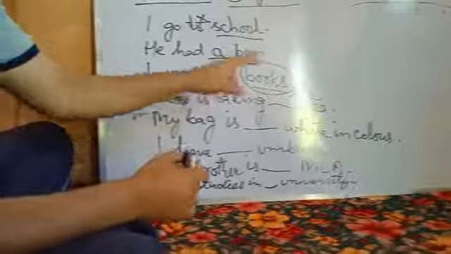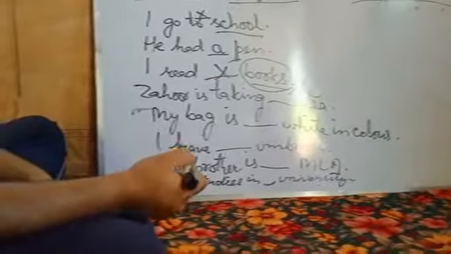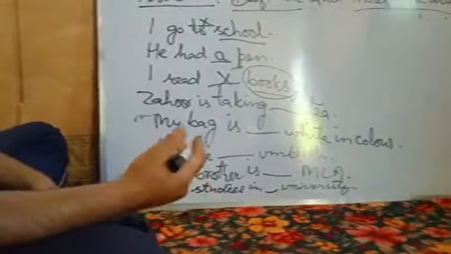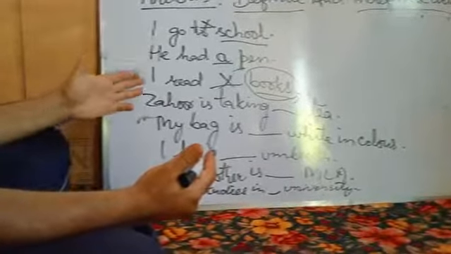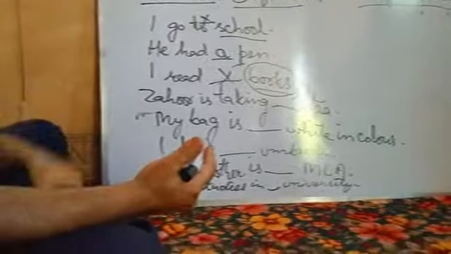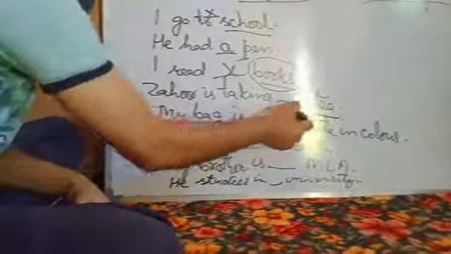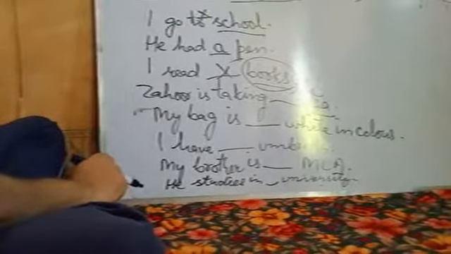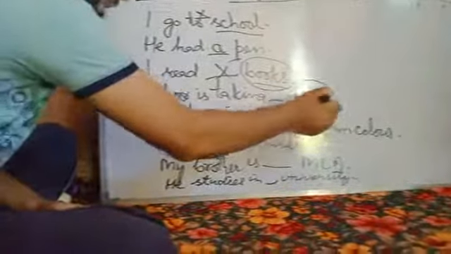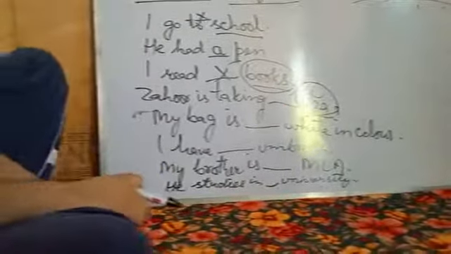Zuhur is taking dash tea. Zuhur is taking dash tea. What article can we use here? Indefinite article? No, because tea we cannot count. It is an uncountable noun. With uncountable nouns we cannot use an indefinite article. Tea we cannot count.